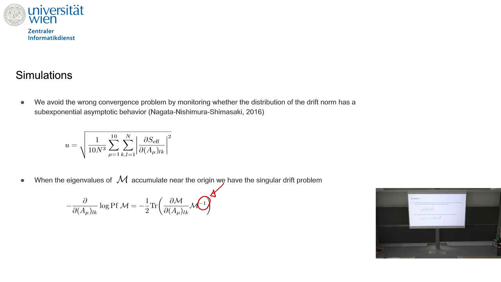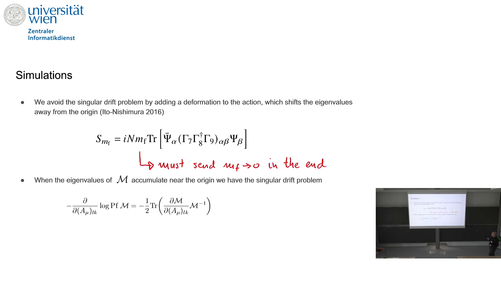The other problem that arises here is the fact that the effective partition function enters with this term in the effective action, which involves this trace that has the inverse of the matrix M appearing here. When the eigenvalues of this matrix accumulate near the origin, then we are in trouble. These eigenvalues don't have to be exactly zero to have a problem. When they get very small absolute values, that could lead to numerical instabilities. So we really need to make them stand a minimum distance from the origin to have correct results.